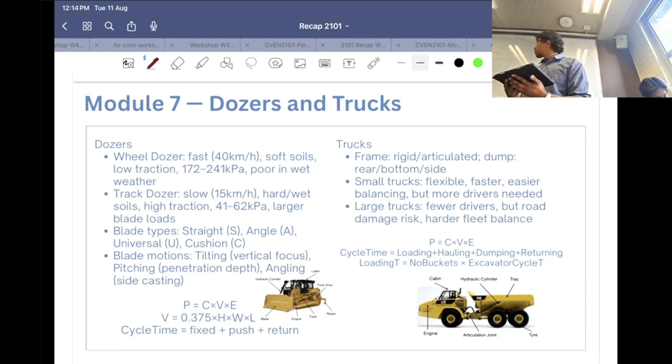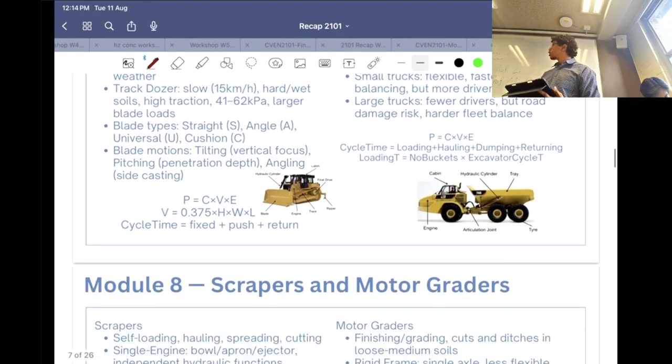We got our production equation in the bottom. We got our cycle time, so that's loading plus hauling plus dumping plus returning. And then we got our loading time. So that's the number of buckets we need to add in plus the excavator cycle, right? Yeah. Moving on to module 8.